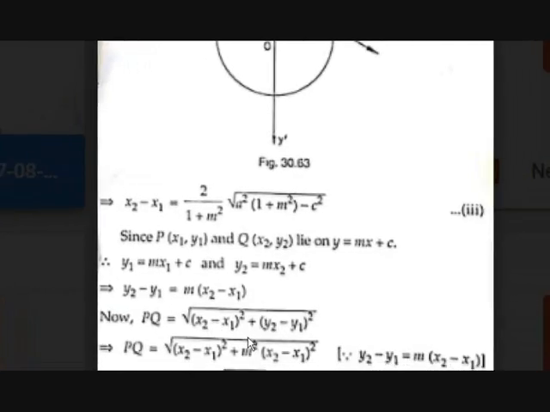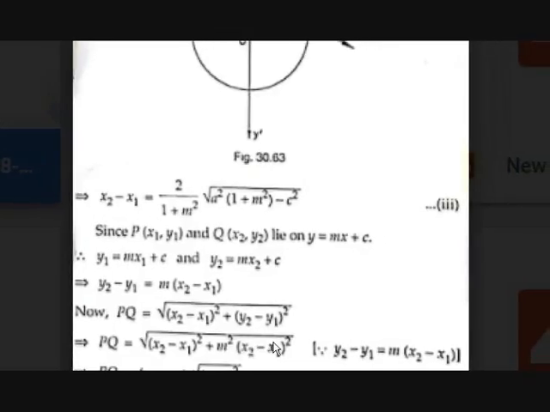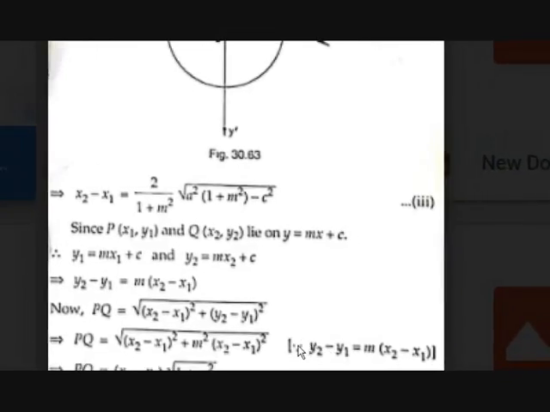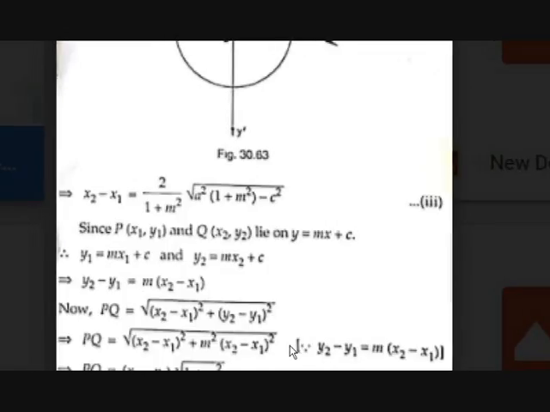Now we need the distance PQ, right? That is our required distance. PQ is equal to the square root of (x2 − x1)² + (y2 − y1)², meaning the square root of (x2 − x1)² + m²(x2 − x1)². Based on this, y2 − y1 is equal to m(x2 − x1). It is equal to (x2 − x1) times root of 1 + m², which is 2 by (1 + m²) times the root of a²(1 + m²) − c². If you simplify that, you will get our required equation.